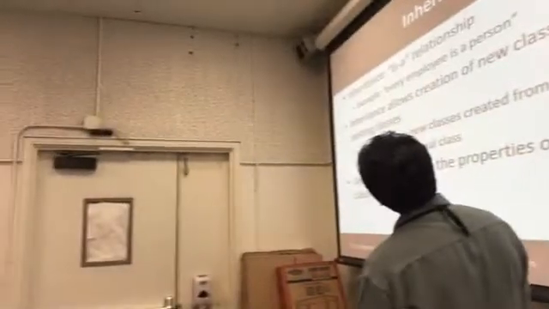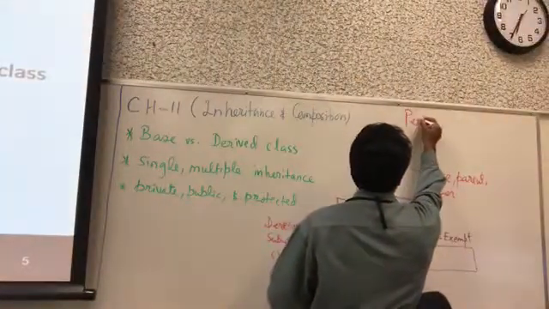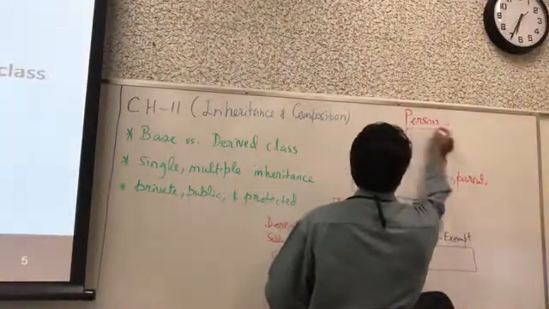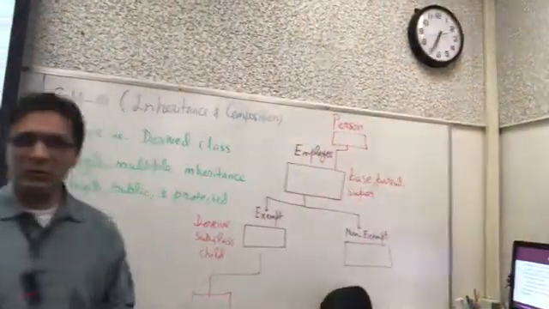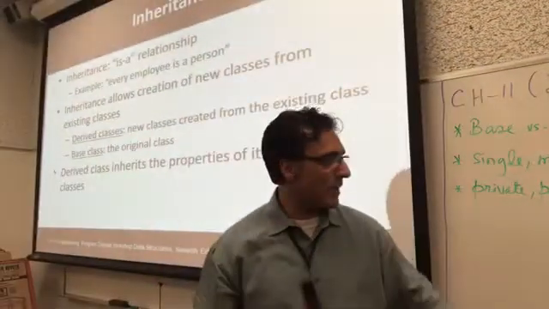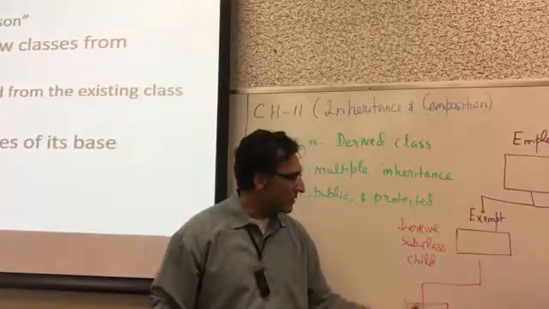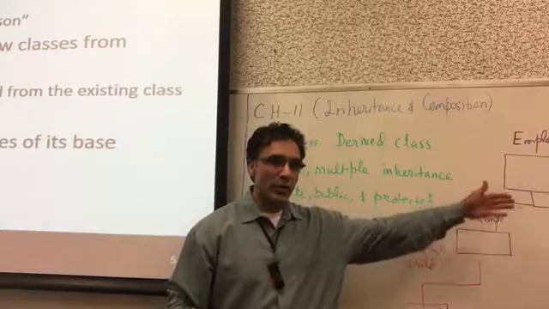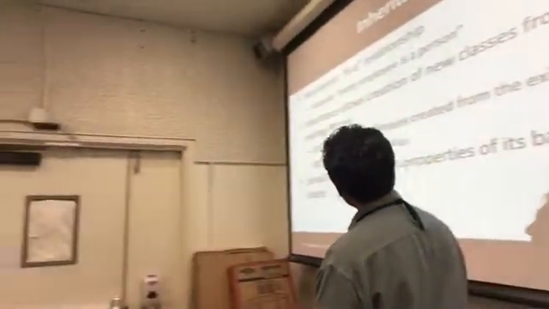So inheritance is a relationship. Every employee is a person. So if you have another class over here, and that class is called a person, it's saying every employee is a person. That's why it's called is a relationship. Every exempt employee is an employee. Every contractor is an exempt employee. So you can actually create that kind of relationship conceptually.